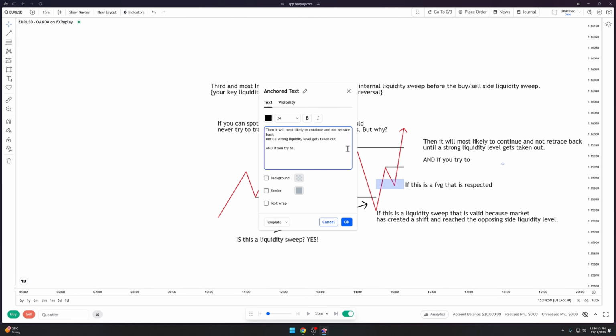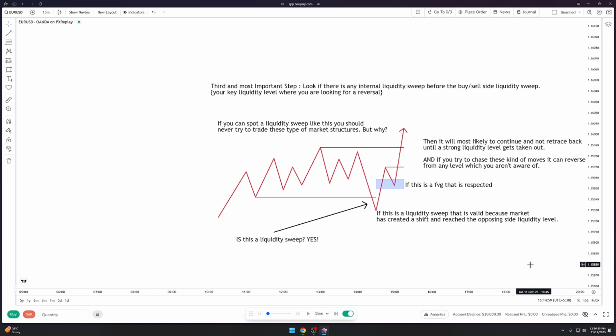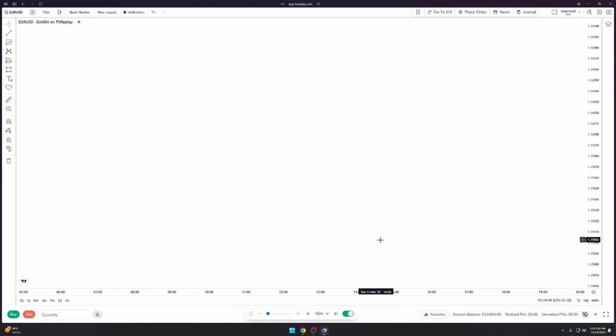And if you try to chase these kinds of moves, the market can reverse from any random level that you won't even be aware of. Don't try to do the opposite. Instead, read the market structure and get yourself in sync with it. Now let's look at the charts.